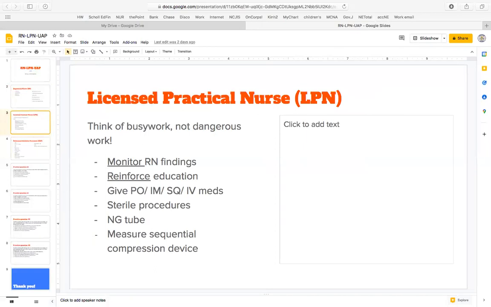Actually, next we have LPN. I'm just gonna keep it like this. LPN, I want you to think of busy work, not dangerous work, okay? Think that they will help the nurses when it comes to busy work.